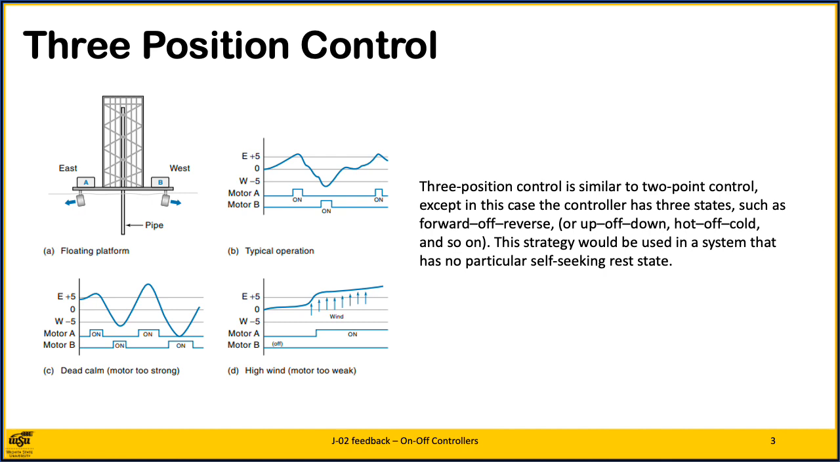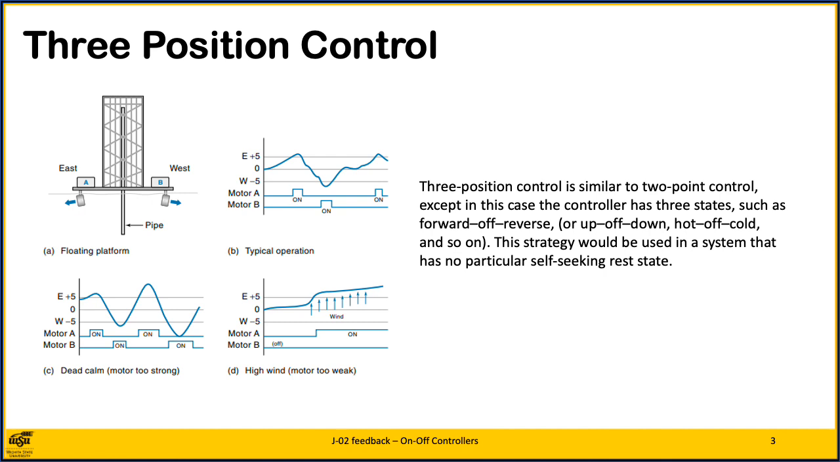Two motors, A and B, are used to keep the platform centered on the east-west axis. The north-south axis would be handled with other motors. If the platform drifts more than 5 feet east, motor A comes on and drives it back towards the center. Motor B will come on if the platform drifts more than 5 feet west. Figure B shows an example of the platform's east-west movement.